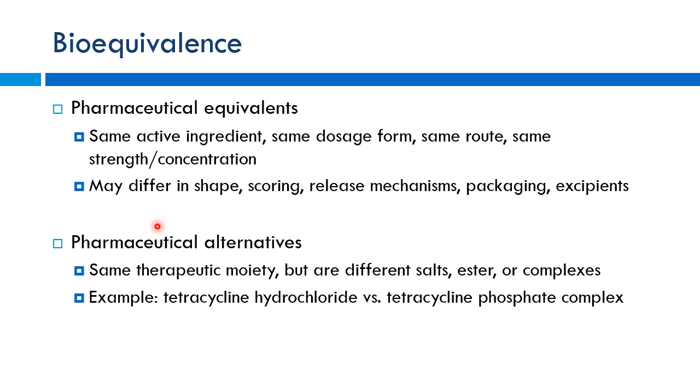Pharmaceutical alternatives are typically going to be things that have different salt forms. These may not be interchangeable depending on the case. For instance, tetracycline is a type of antibiotic. There's a tetracycline hydrochloride, and then there's a phosphate complex. One may not be equivalent to the other, so this is not something we would be able to switch out on the pharmacy side, right? You'd have to specify which one you wanted, and we'd have to fill it with that essentially.